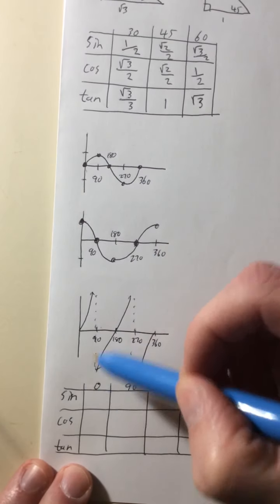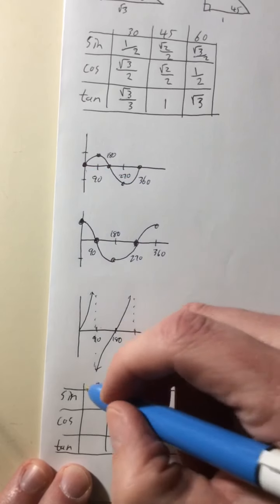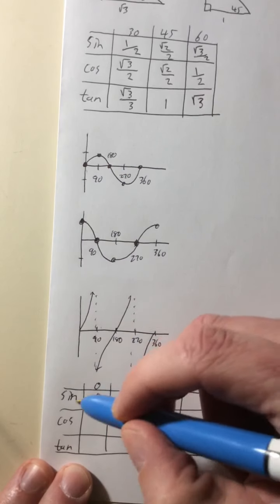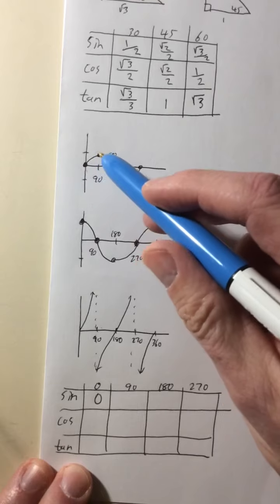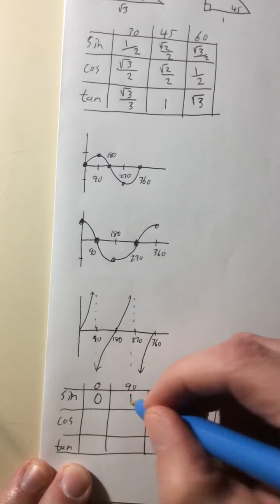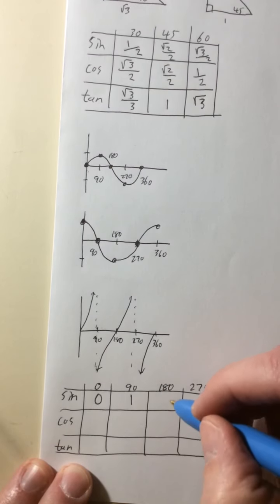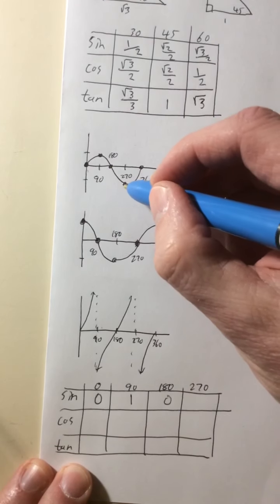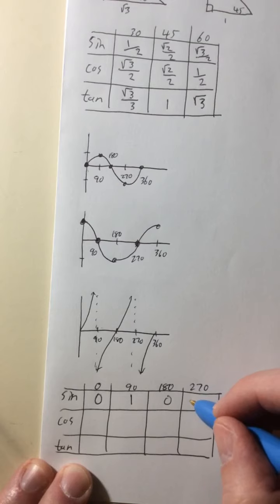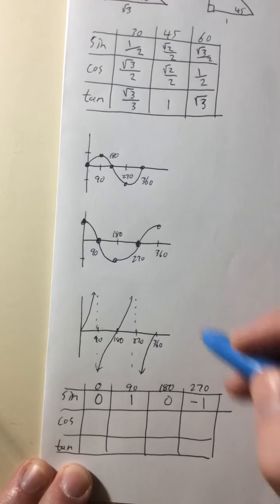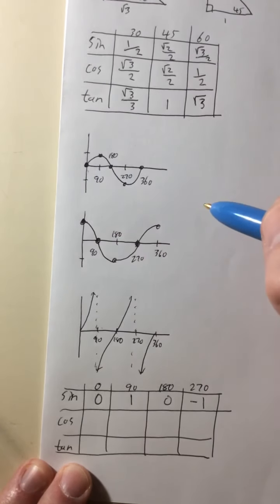So the sine of 0, we go right here, is 0. The sine of 90, well, sine of 90 is 1. It's right up there, 1. The sine of 180, well, sine of 180 right there, it's 0. And the sine of 270 is -1. And of course, we know that when we get back to 360, we're back to where we were at 0.